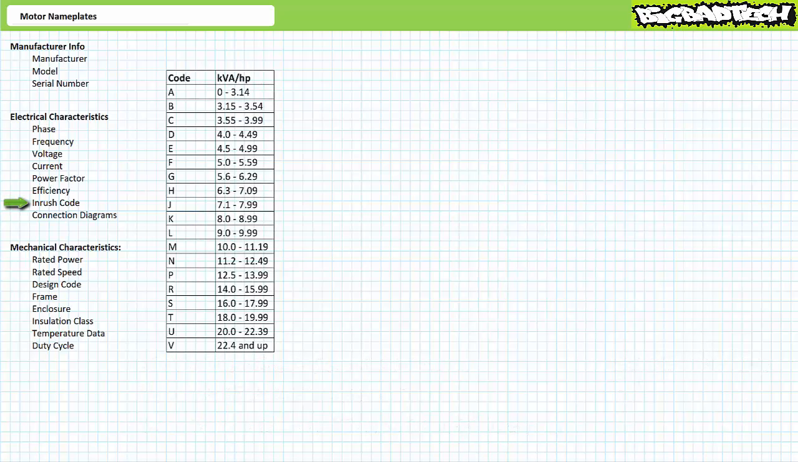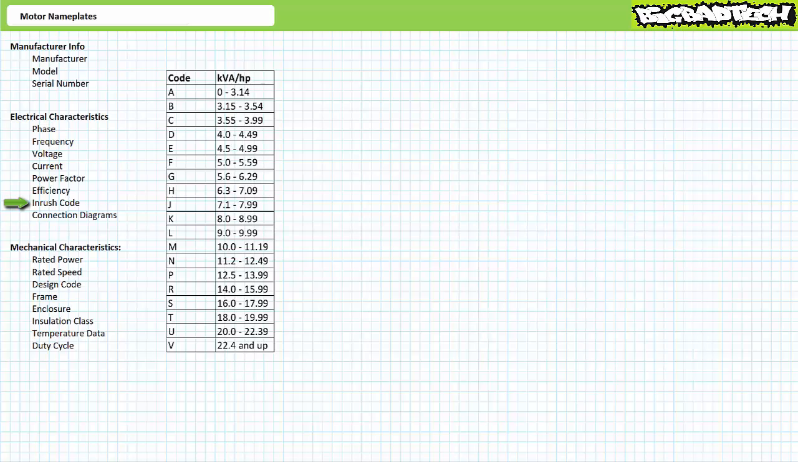Inrush code, or kilovolt amperes per horsepower code, or just plain code. In the event the motor nameplate doesn't explicitly specify LRA, or locked rotor amperes, this is a letter code which can be used to estimate inrush current experienced upon closure of a full voltage or direct on line starter. As I mentioned previously, the initial inrush surge can be several times full load conditions and must be accounted for. Luckily, inrush conditions don't last for long, and once the rotor comes up to rated speed, current levels out.